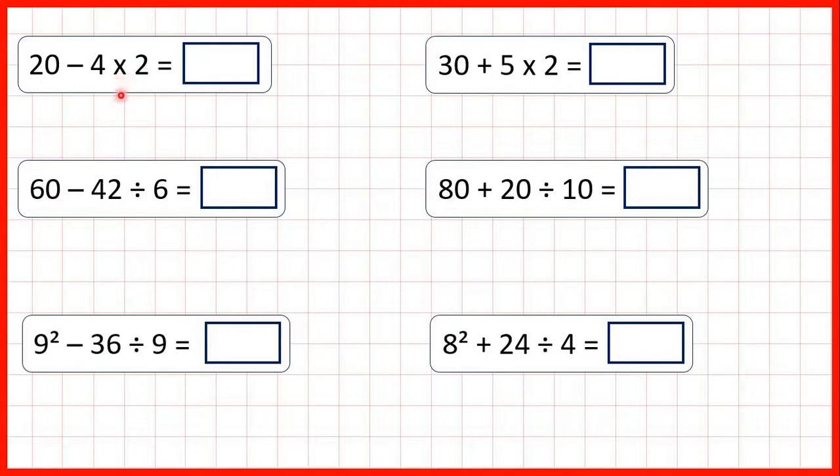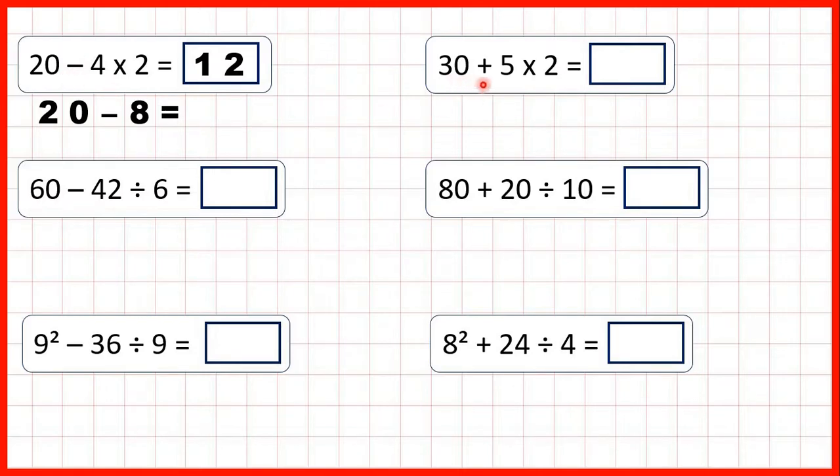So first, we have 20 minus 4 times 2. So we need to remember that we multiply before we subtract. So we need to work out 4 times 2 and then subtract that answer from 20. 4 times 2 is 8, and 20 minus 8 is 12. So that's our answer. And it's really important to remember that we don't do 20 minus 4 and then multiply that answer by 2. Instead, we do what's in the multiplication first, and then we do subtraction or addition.